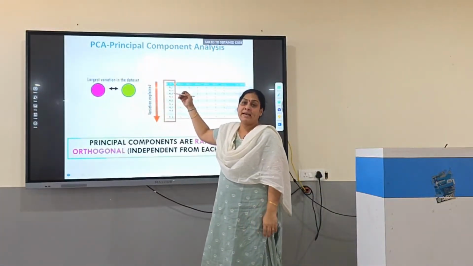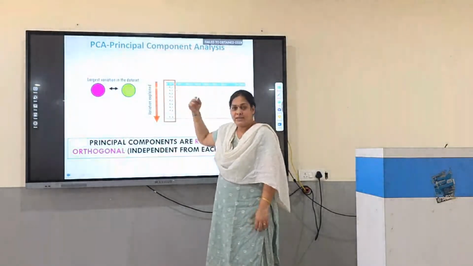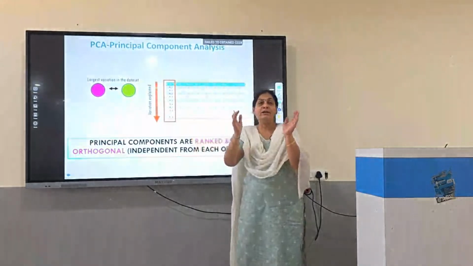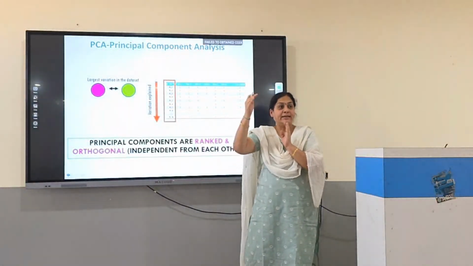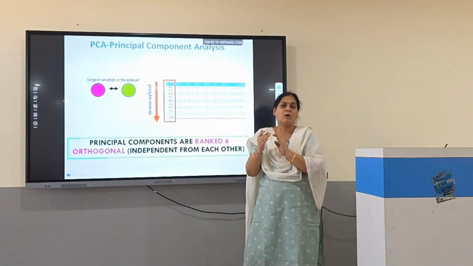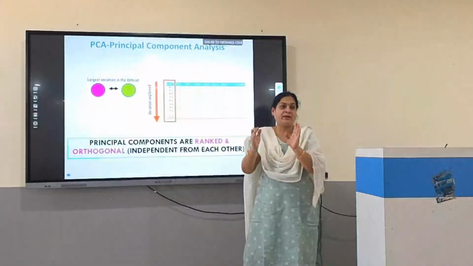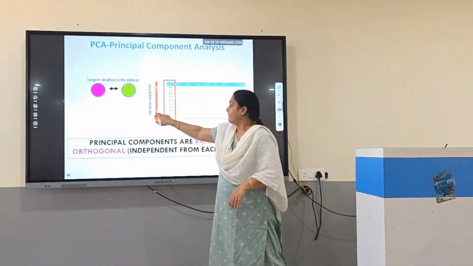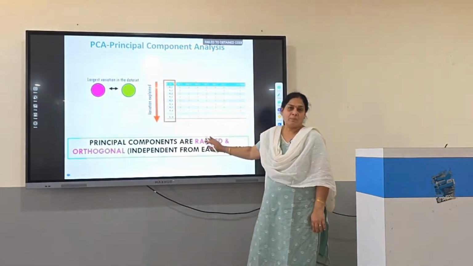So PC1 captures the maximum variance, and PC2 the next maximum variance. In that way, if you are converting from n-dimensional data to d-dimensional data, there are d principal components. The first principal component will capture the maximum variance and it goes on in decreasing order. The variance extent will be in decreasing order in the principal components.